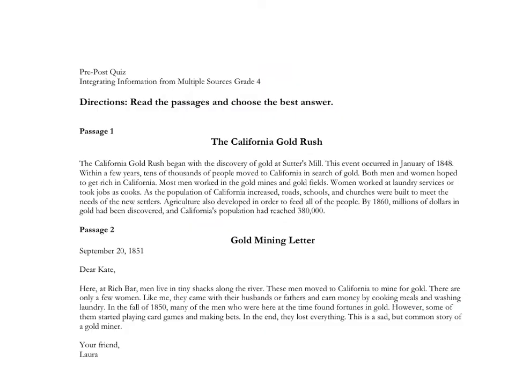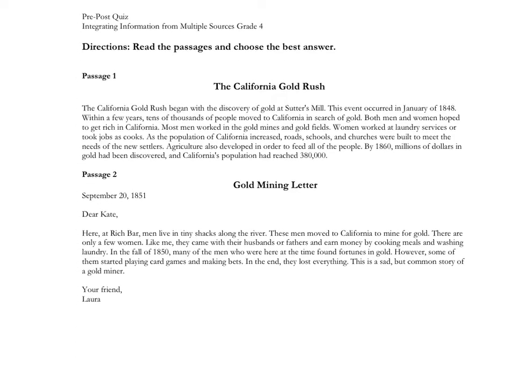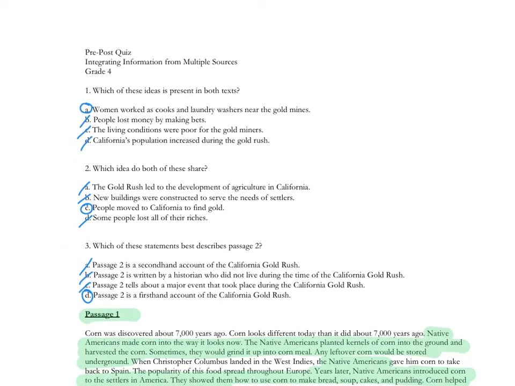All right, on Thursday in Mastery Connect, you guys read about the California Gold Rush. You also read about gold mining, and it was a letter. Your objective or your focus was to be able to integrate information from both of these texts. So you started with the first question, and this question was, which of these ideas is presented in both texts? That was the first question that you guys solved.